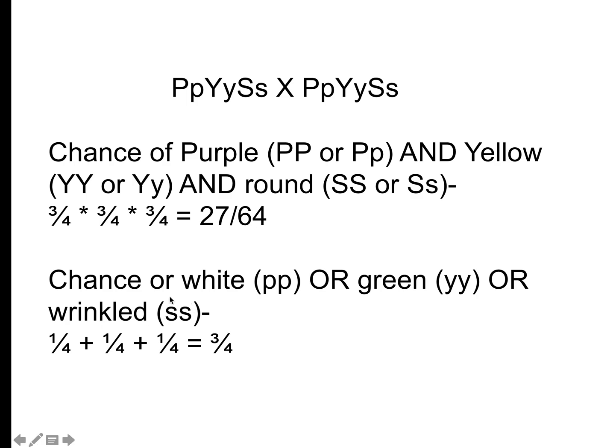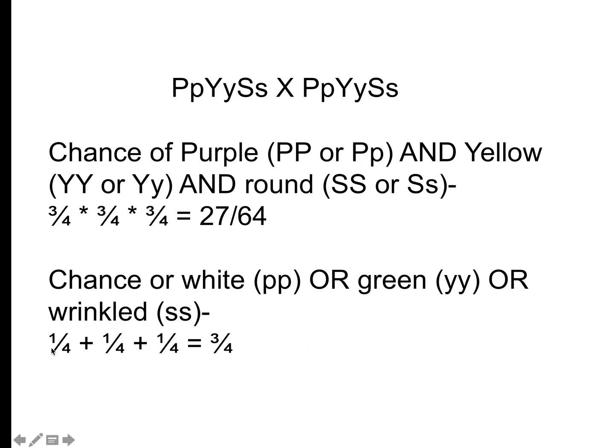What is the chance of being white or green or wrinkled? Okay, so if you're white and then you have yellow, that would count because you have one of the conditions met. If you're green and you're also purple, that would count. Just trying to find out the chance of being white or green or wrinkled, if you have one of those three things happening. Okay, so this is "or" in there.